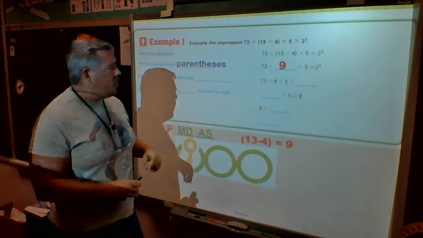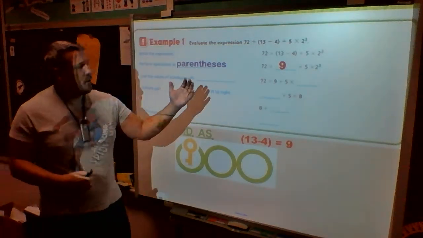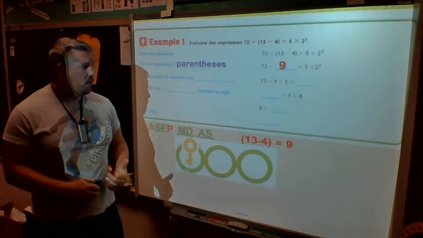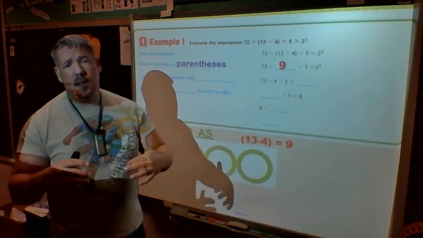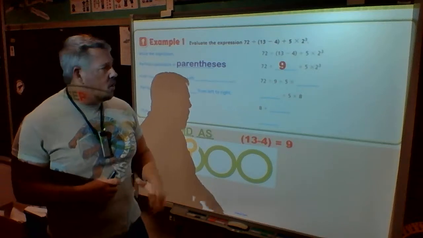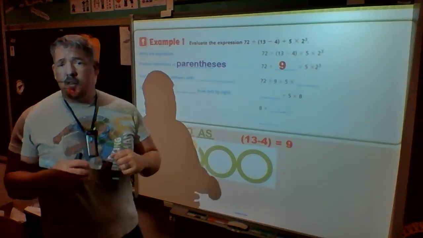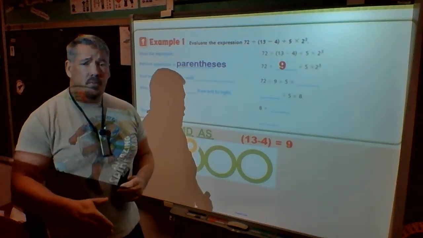So I go to my parentheses here. I solve for it. 13 minus 4 is indeed 9. So I'm going to rewrite my math problem now. Once again, please don't be lazy. Take the extra 30 seconds it's going to take to write these 3 extra lines to show your work. That way you don't get confused.